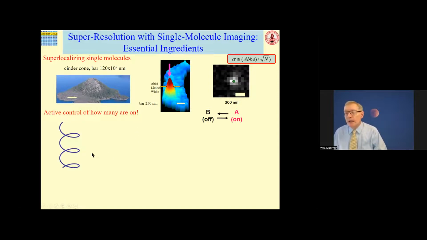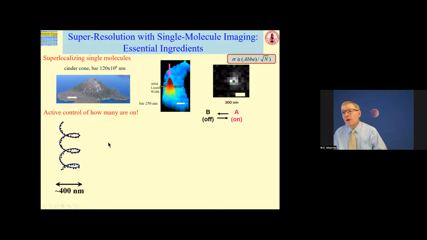I'll illustrate with another picture. Here's the structure you might want to look for, and it has details. Let's say this is 400 nanometers. So the idea is to place fluorescent labels all along the structure of interest. Here they're dark because the laser's off.